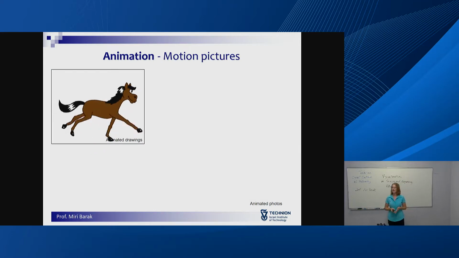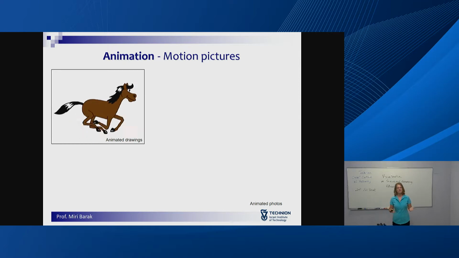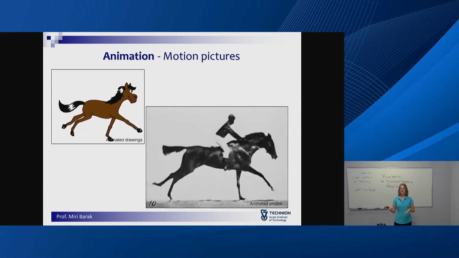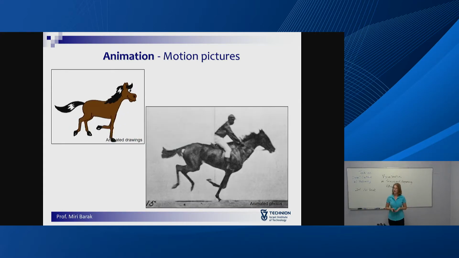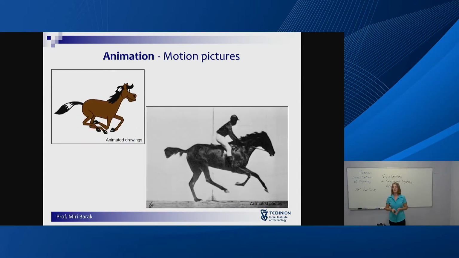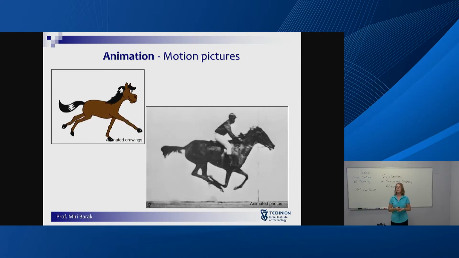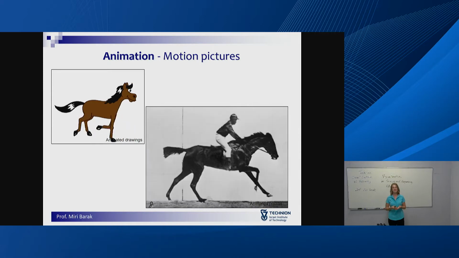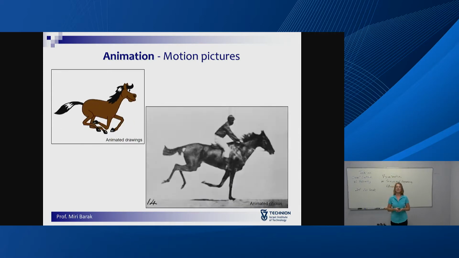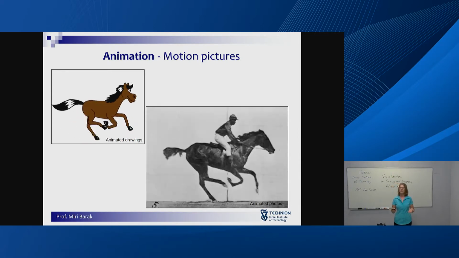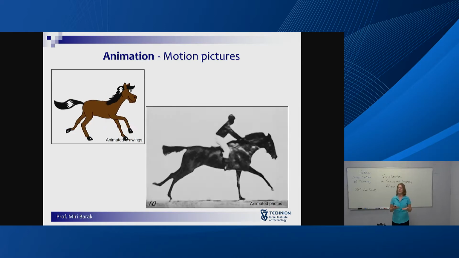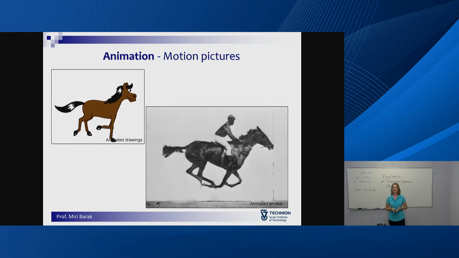So this is another idea of animation. This is animation of animated drawing, the horse galloping, but we also evolved in taking pictures, photos, and now you can see an animated picture of photos running from frame 1 to frame 16. You can see the moving frames, and people could now understand better how horses gallop.